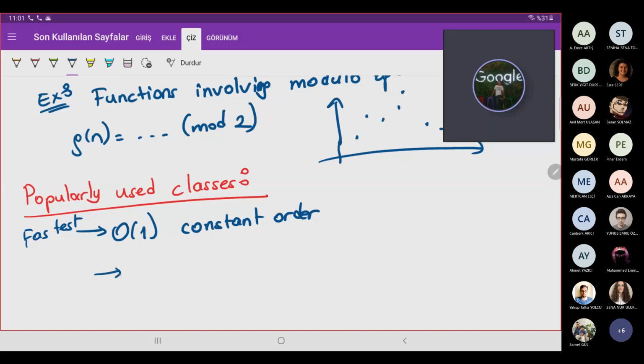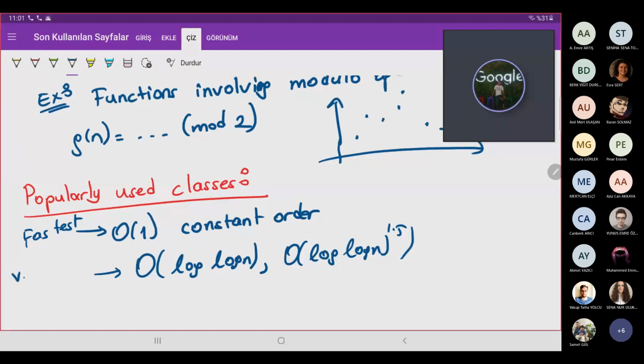Another one is big O log n, or big O log n to the power 1.5. These are actually very, very fast. We say them as polylogarithmic.